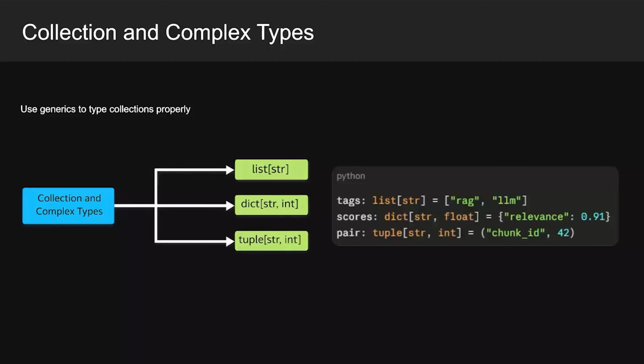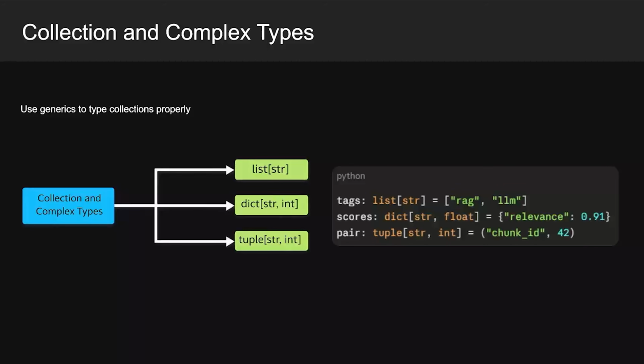Beyond primitives, you will regularly work with collections: a list of messages in a chat history, a dictionary of metadata, a batch of inputs. Python lets you type these properly using generics. List[str] means a list where every item must be a string. Dict[str, float] means a dictionary with string keys and float values. This level of specificity matters in FastAPI because it tells Pydantic exactly what to validate inside your collection, not just at the top level.